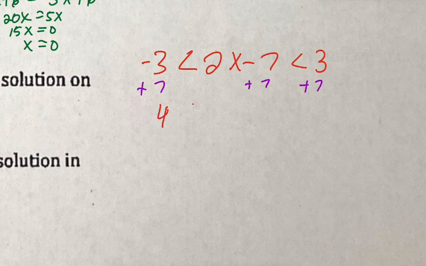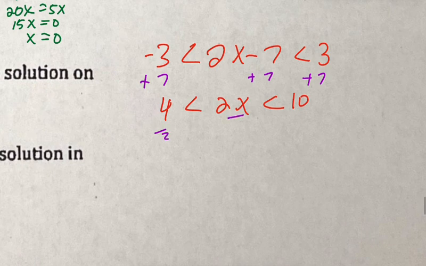I get 4 is less than 2x, which is less than 10. So now 2x is stuck between 4 and 10. And then you just divide off the 2. The only time you have to worry about division in an inequality is if it is a negative, but we're dividing by a positive, so it doesn't mess with anything. So we get 2 is less than x is less than 5.